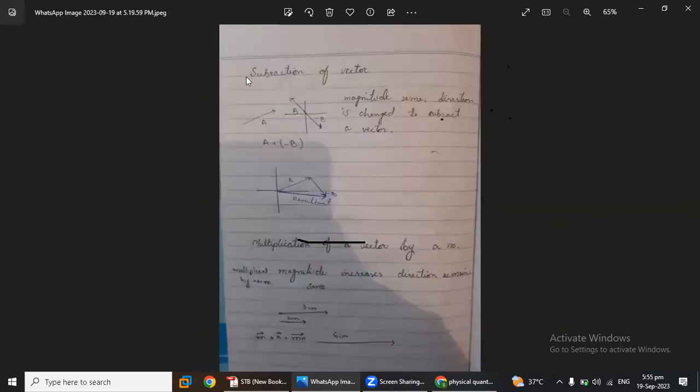Now we will be understanding about the subtraction of vector. The magnitude same and direction is changed. What happens when we have to subtract a vector? For example, we are subtracting a vector which is b. We have to change to the negative of this vector b, and we want a minus b. Like we have a vector b, and now we just change the direction and draw the magnitude vector in the opposite direction.